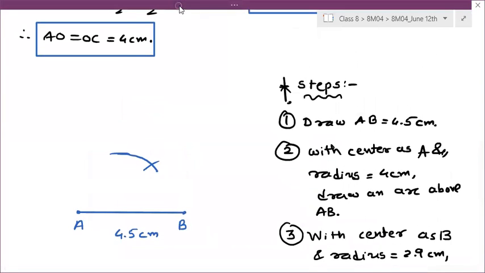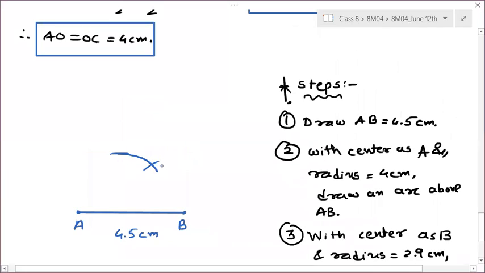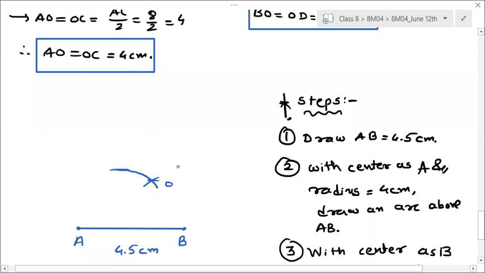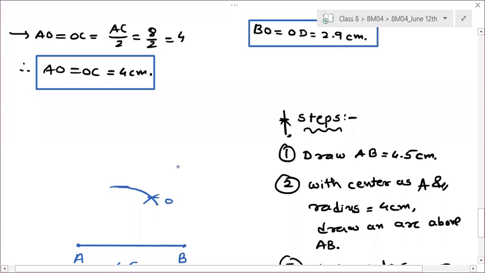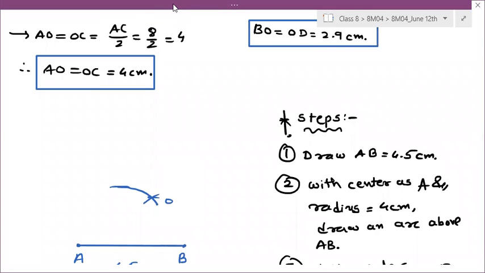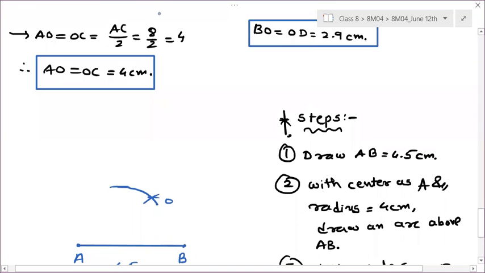So now if I connect these points, right, now this is my O. Now if I connect this AO and BO, so they are part of the diagonals, or not, right? So now I will connect this AO and BO.